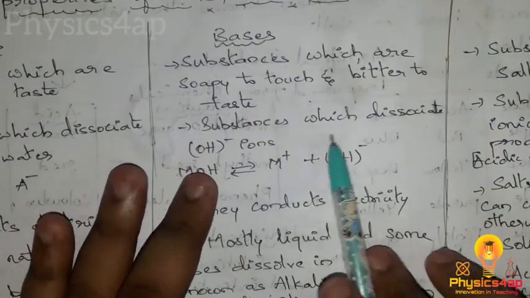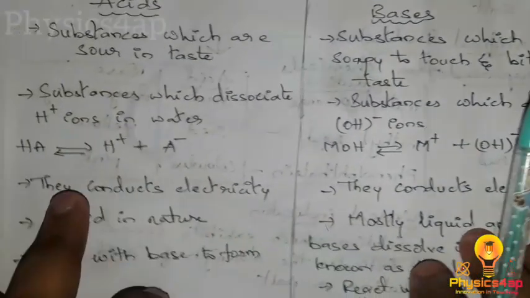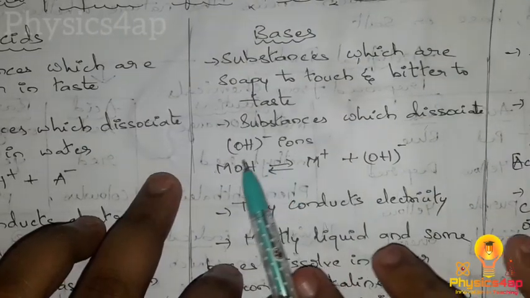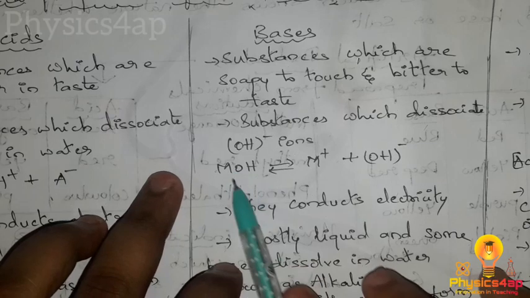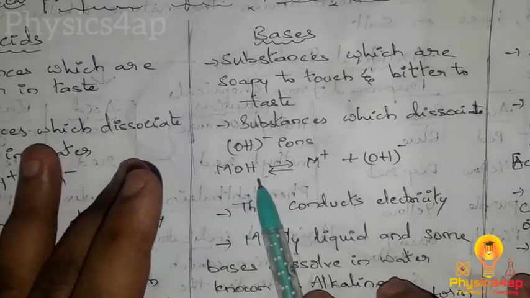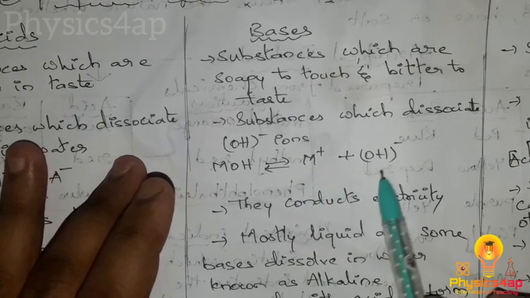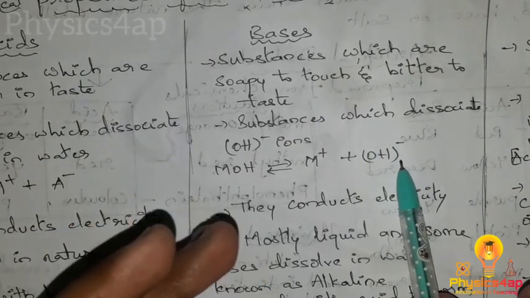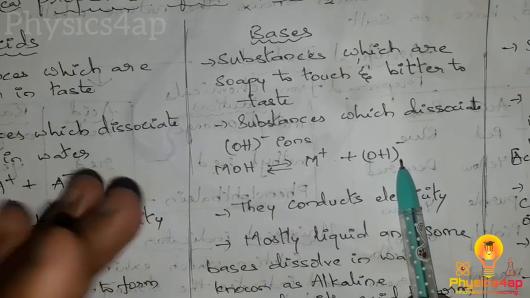And next, bases are substances which dissociate to give OH minus ions. Acids release H plus ions, but bases release OH minus ions. For example, we have a metal hydroxide, MOH. When it dissociates, it becomes a metal ion, M plus, and OH minus ion. If OH minus ions are released, then it is called a base.